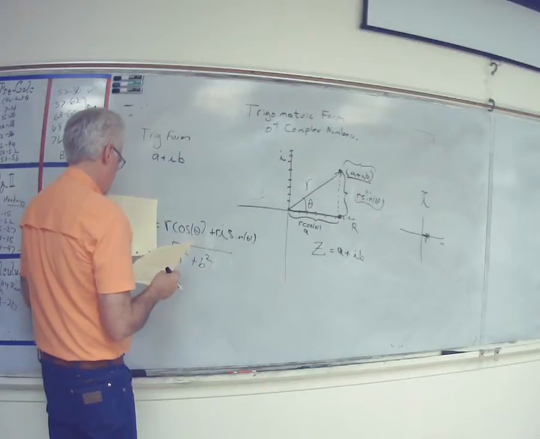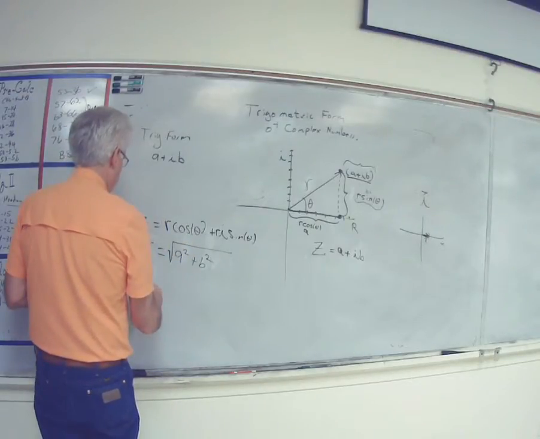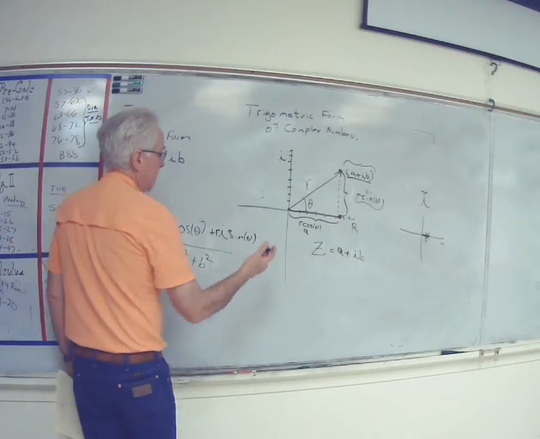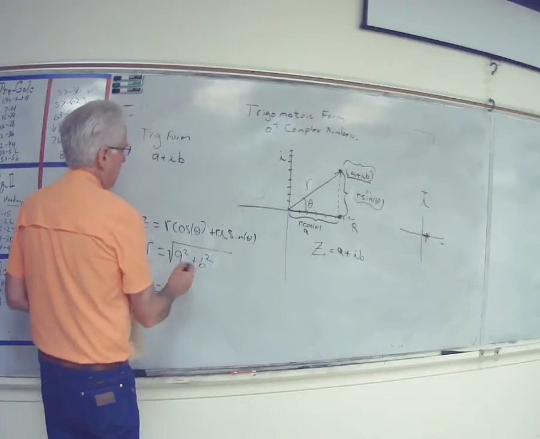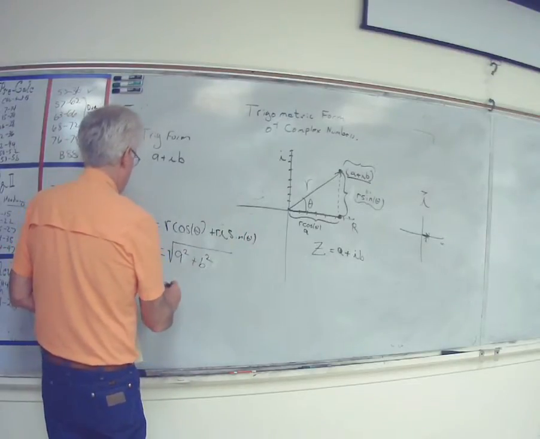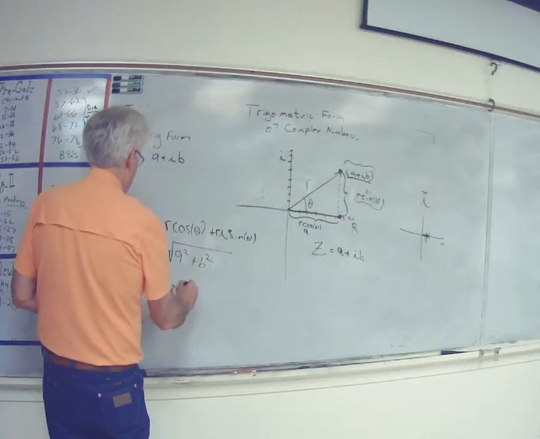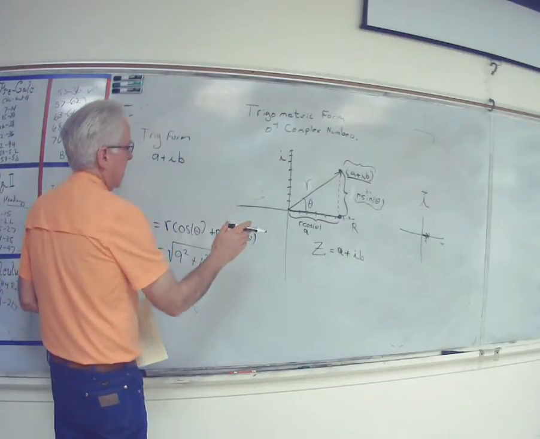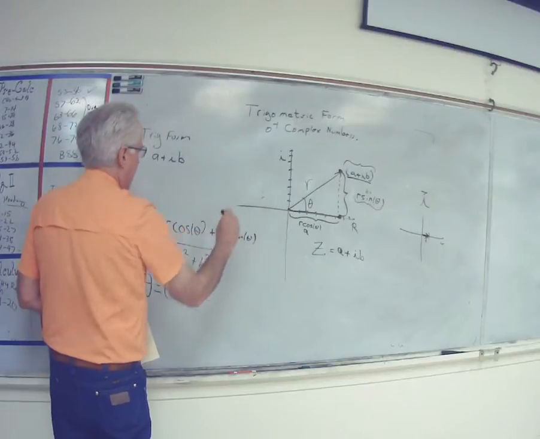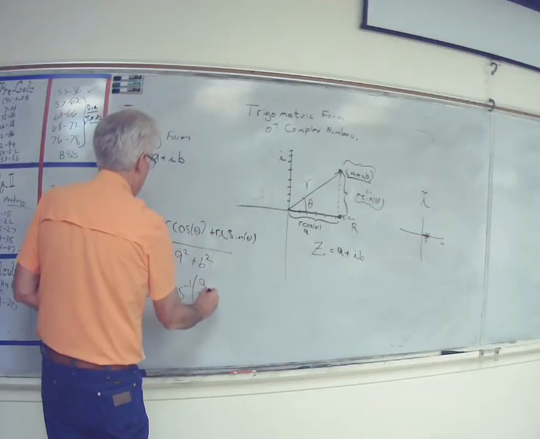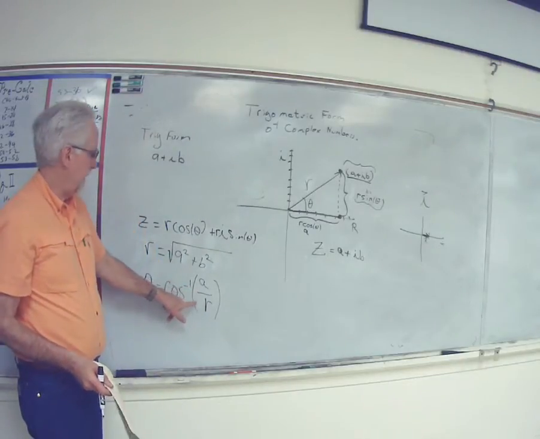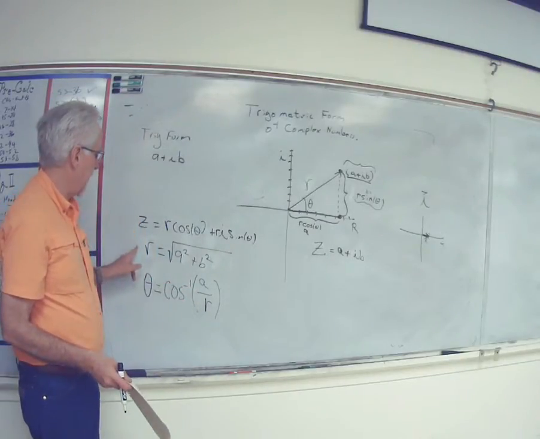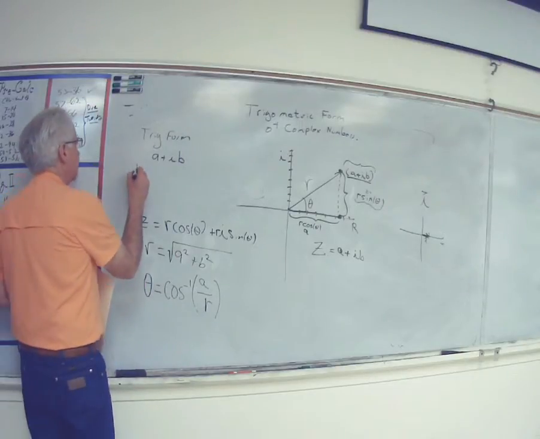Now, how can I get the angle? The angle is going to be equal to cosine inverse, or you could do tangent inverse, but let's do cosine. By SOHCAHTOA, cosine is adjacent over hypotenuse, so the angle is cosine inverse of A over R. Do I know A? Yes, you're given that. Do I know R? I just figured it out. So this is polar form.